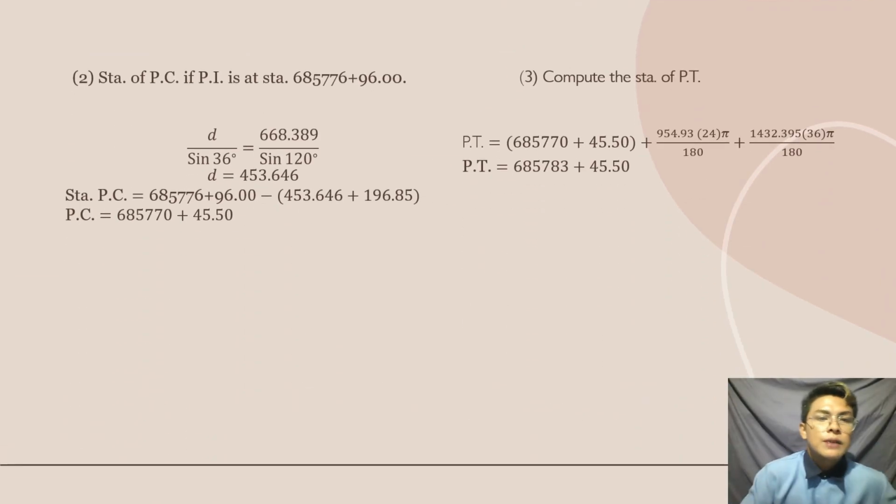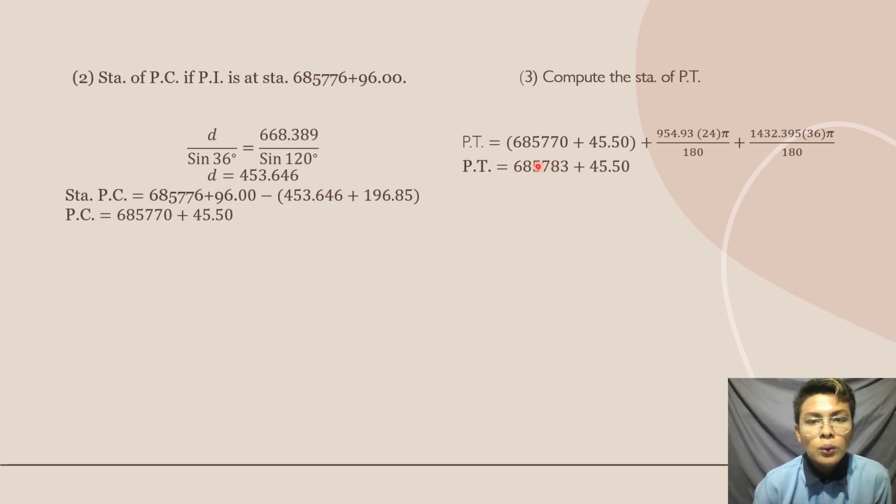Next is the station of the PC if the point of intersection is at station 685776 plus 96.000. Before we get our PC, we must get first our D. The formula: D divided by sine 36 is equal to 668.389 divided by sine 120, which is equal to 453.646. Then we will get our PC from 685776 plus 96 minus D plus 196.85. Then we get our PC 685770 plus 45.15.